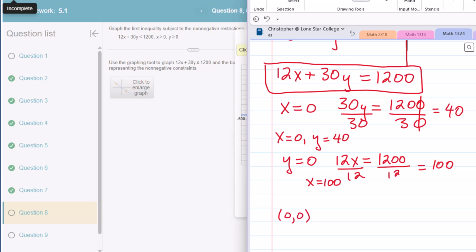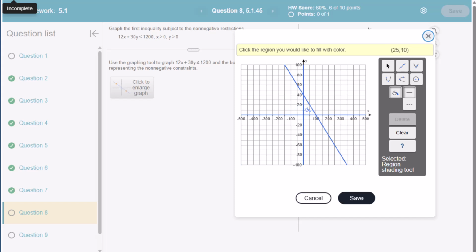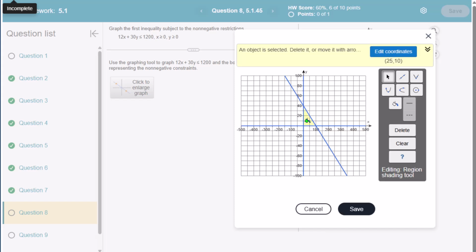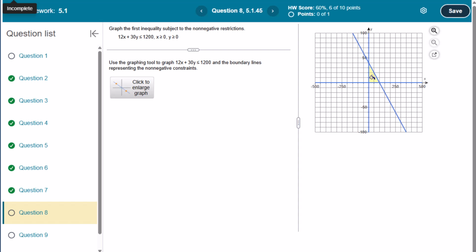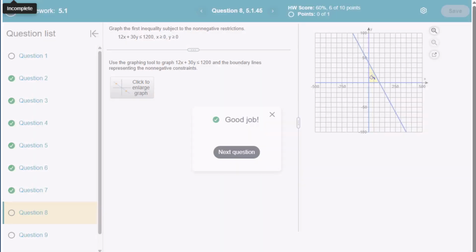0, 0. So is it true 12 times 0 plus 30 times 0 is less than or equal to 1200? Well, all of this stuff is 0, and is 0 less than 1200? Well, that's a yes. So over here, I need to shade in this tiny little triangle. So let me do that and save it. It's just that one little piece there. So let's see if it's happy. And it is.